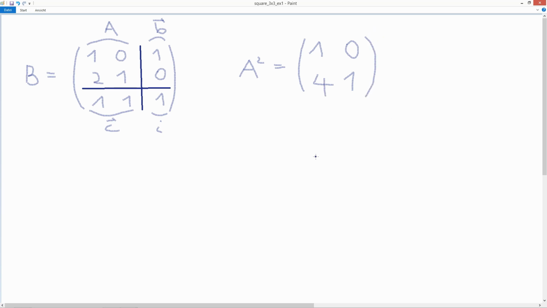The next thing we calculate is the product P1. So P1 is equal to B times C.